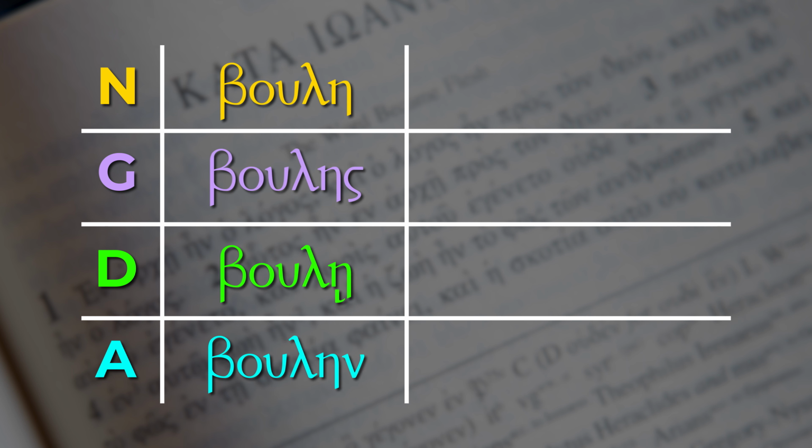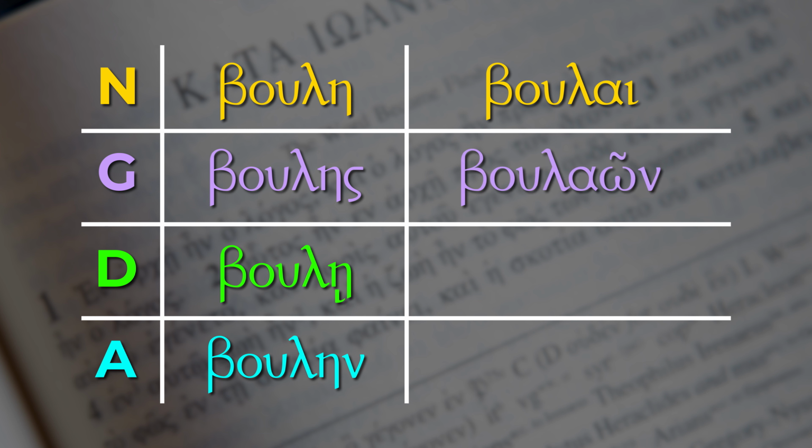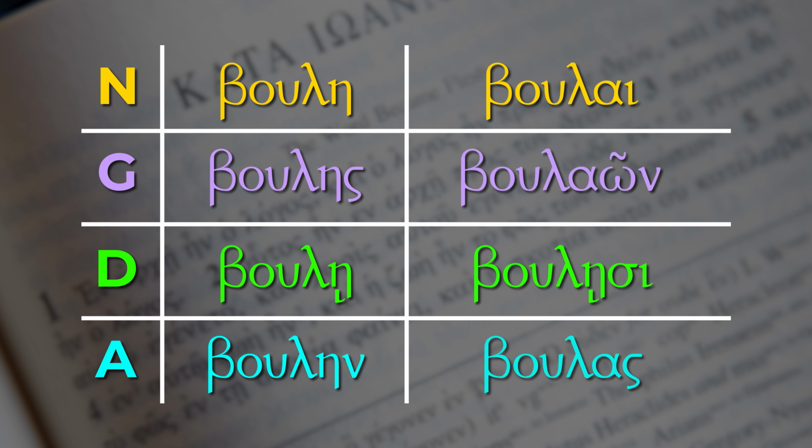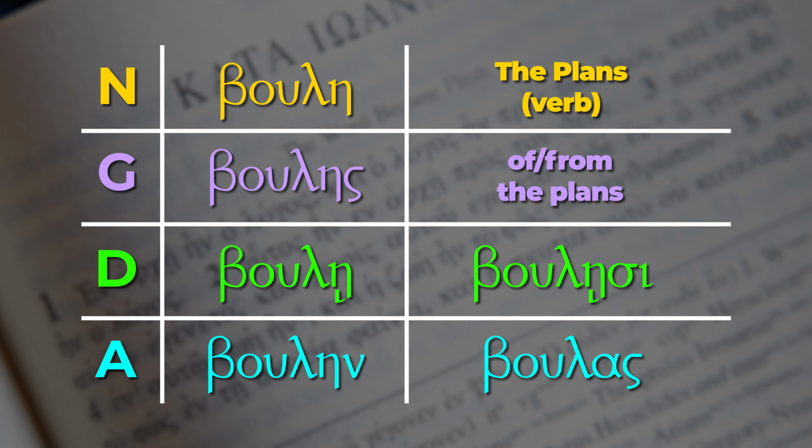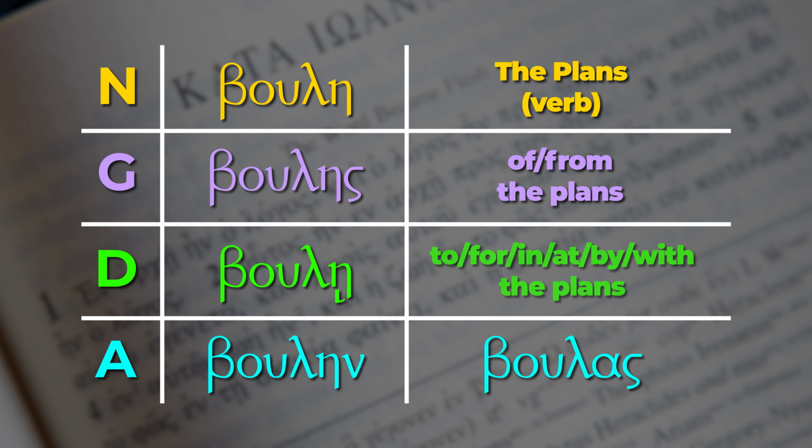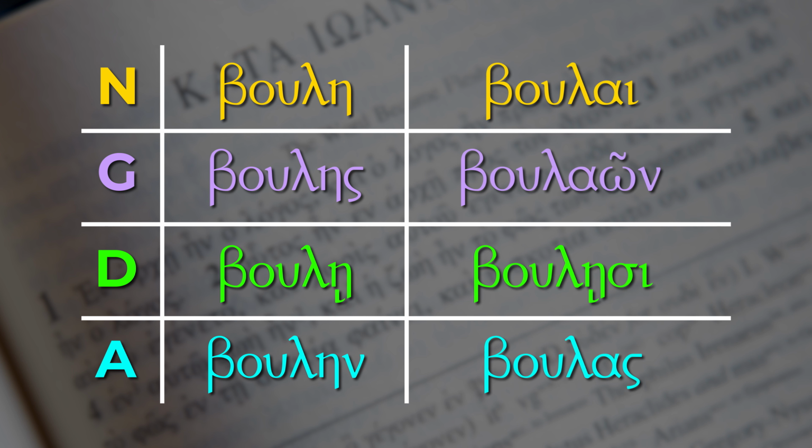Now, let's decline the plural forms. Nominative, boulai. Genitive, boulaon. Dative, boulesi. Accusative, boulas. Likewise, the translational values of each of these would be: nominative, the plan's verb; genitive, of or from the plans; dative, to, for, in, at, by, or with the plans; and accusative, verb the plans. We will begin applying these endings in basic sentences in the next lecture.